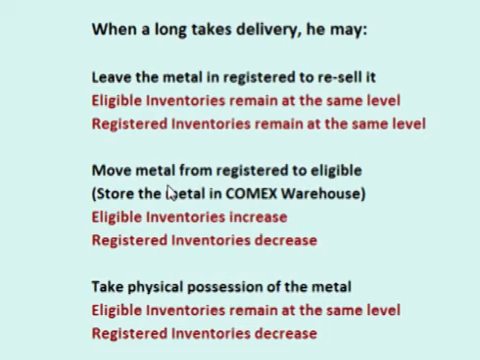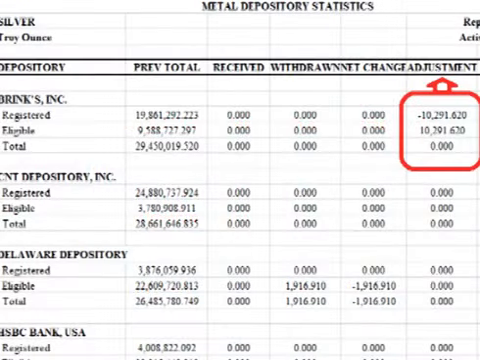He may move the metal from registered to eligible. In other words, he may store the metal in the COMEX warehouse for himself or to sell at a later time. In this situation, the metal is moved from registered to eligible, so there is a decline in total registered inventories and an increase in total eligible inventories. The total inventory spreadsheet will show an adjustment from registered to eligible.